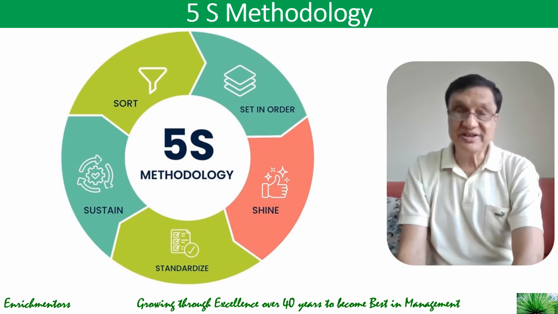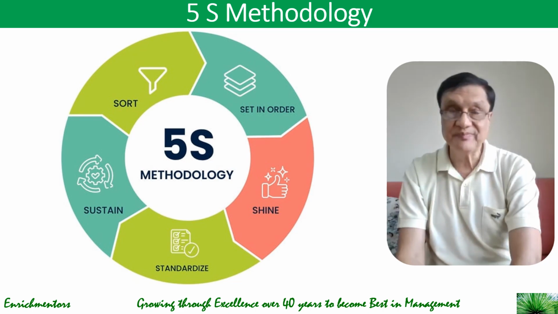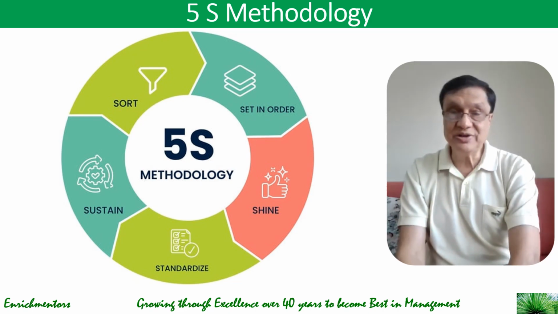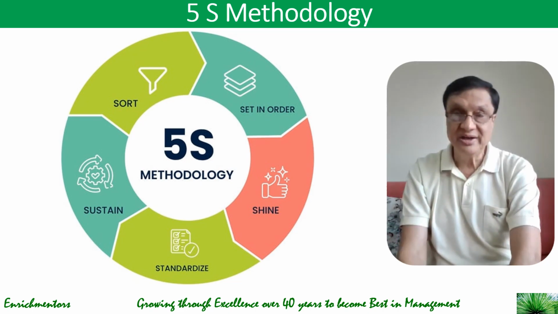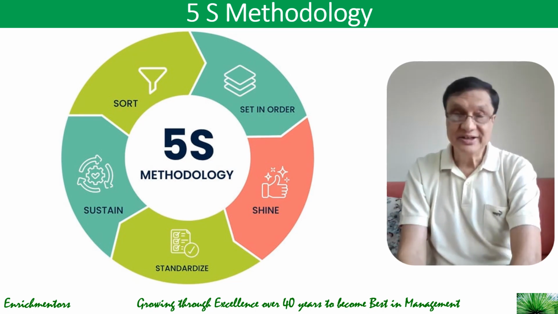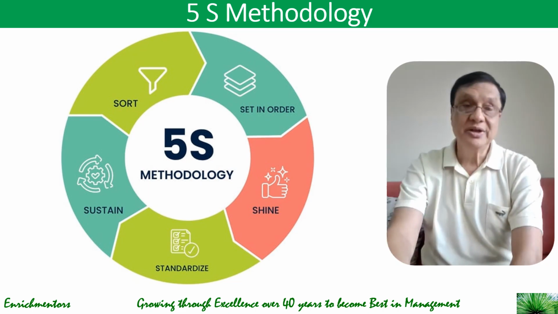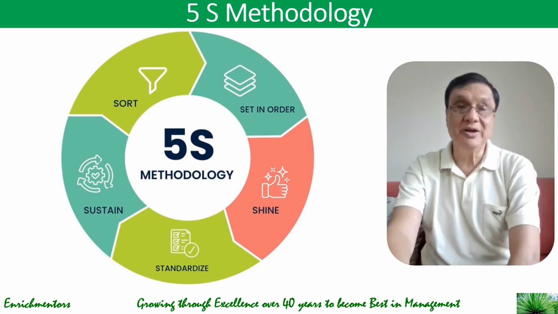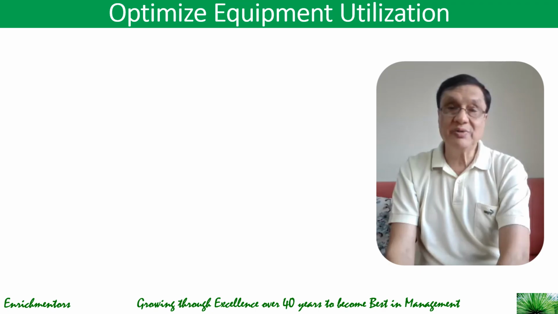The 5S methodology, as you see, has proven to be a transformative approach for organizations seeking efficiency, organization, and continuous improvement. And there are five S's: sort, set in order, shine, standardize, and sustain, which stand for Japanese words also starting with S. So using these five principles of sorting, setting in order, shining, standardizing, and sustaining, you can use a lean approach.